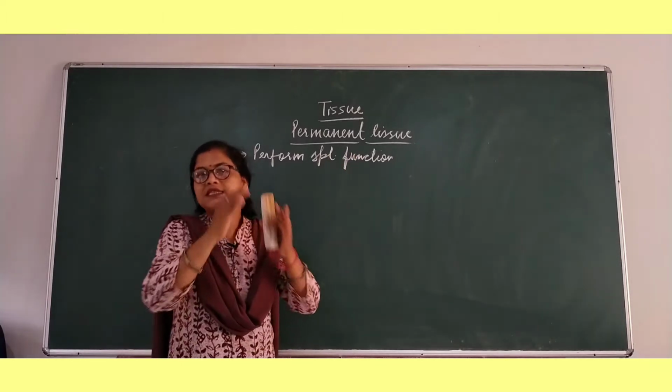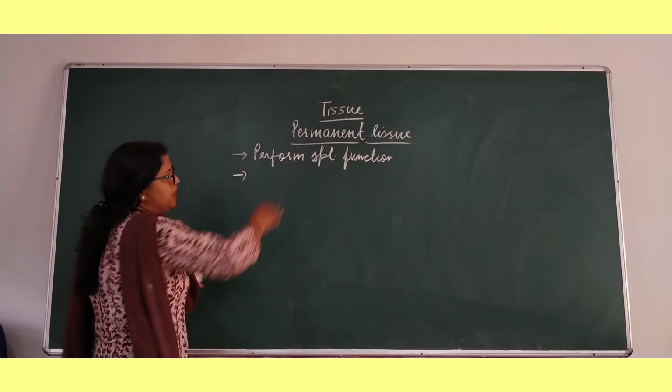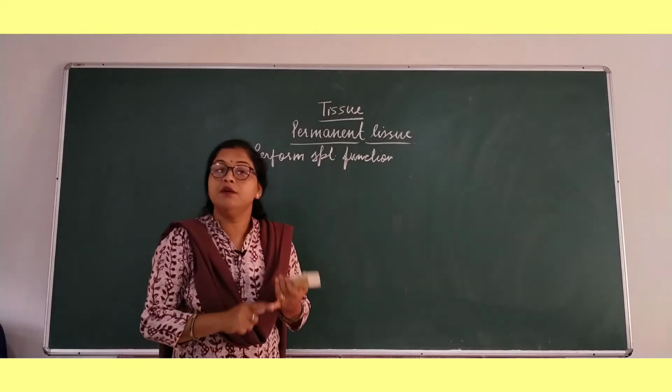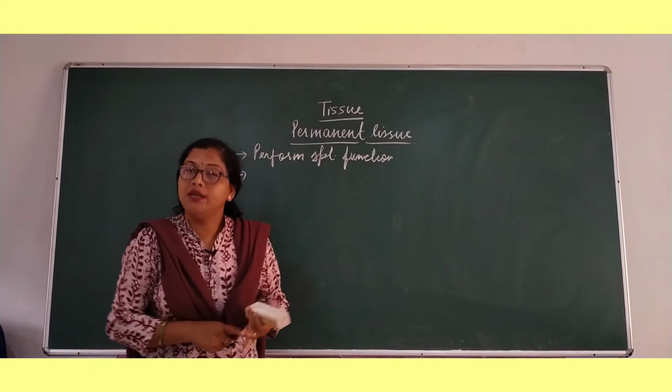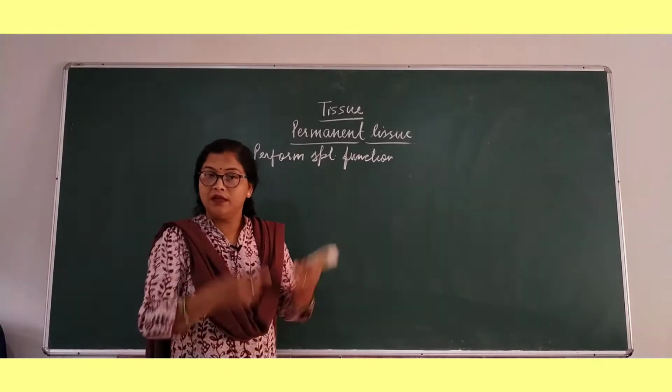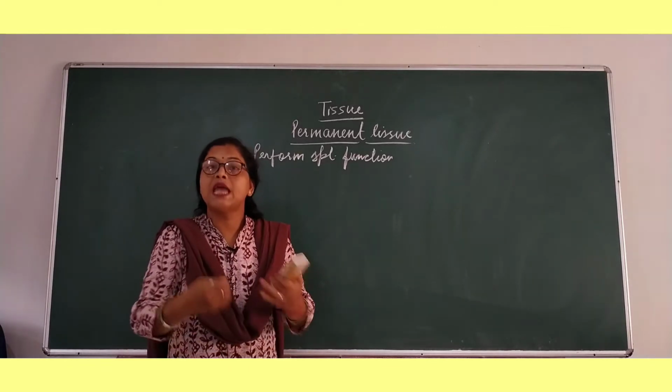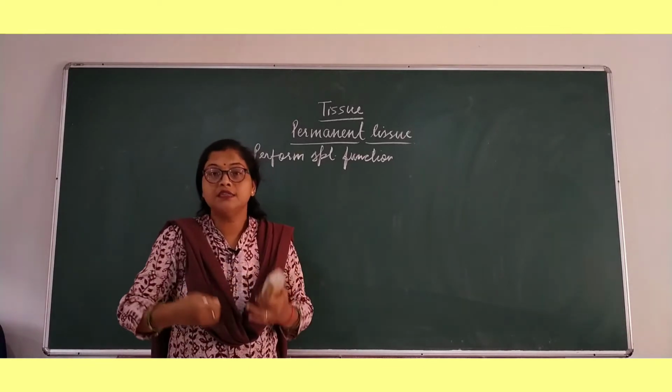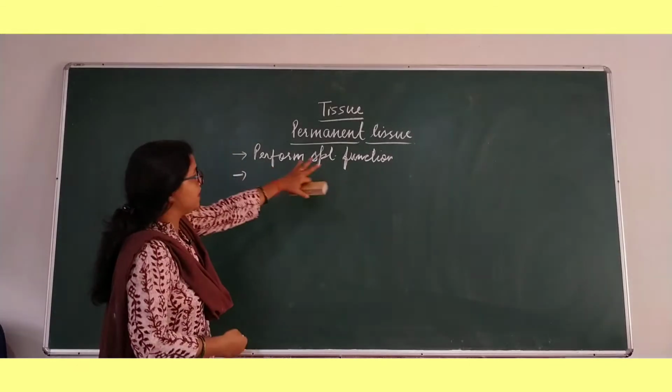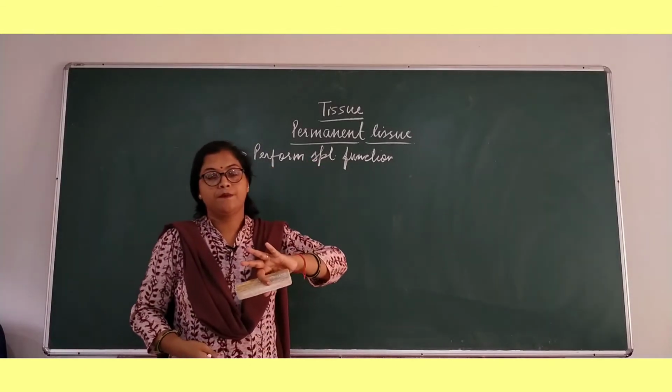And different cells can be seen in these permanent tissues: epidermis, parenchyma, collenchyma, sclerenchyma, xylem, phloem, cambium. These are the types of cells which are found in permanent tissues.